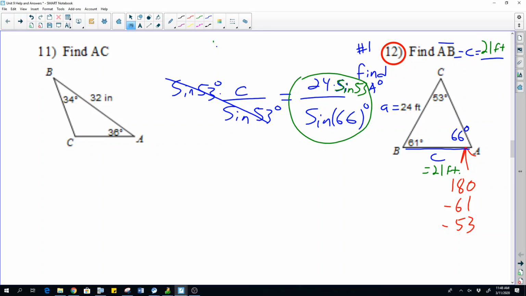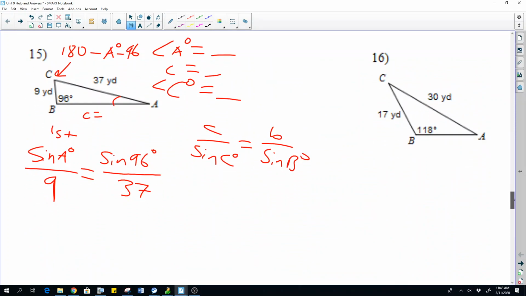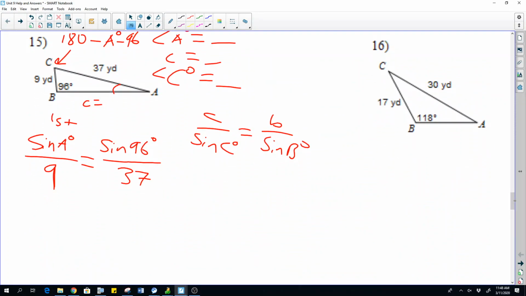Awesome. Okay, so now the last problem we're going to look at together is problem number 16. It was requested by second period. So number 16. They want you to solve the whole triangle, the whole shebang. And so we're going to have to use law of sines a few times. So first let's go ahead and find angle A.